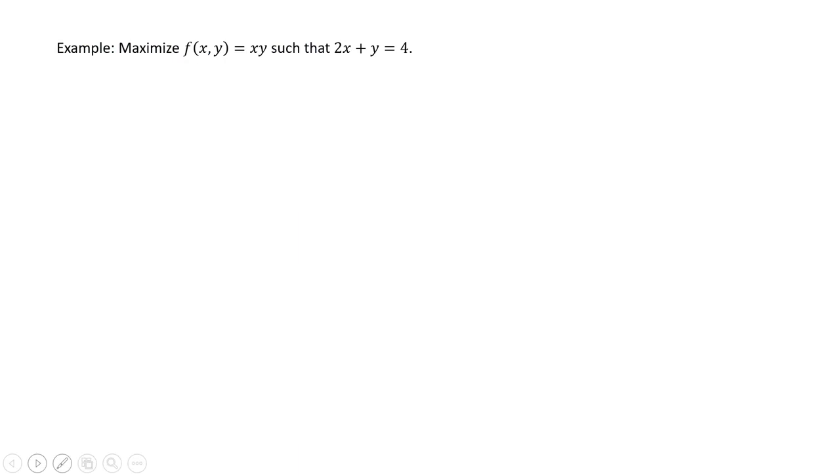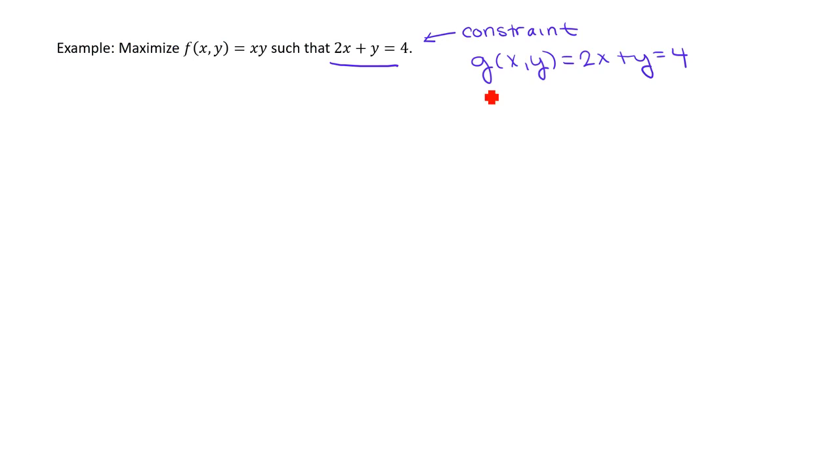All right, so let's do an example. Let's do the same example I brought up when I introduced this idea. Let's see if we can maximize the function xy such that 2x + y = 4. My constraint is 2x + y = 4, and I'm going to call that function g. So function g is 2x + y = 4.